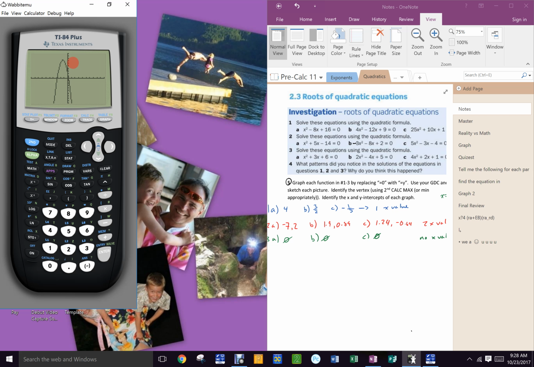Now, how am I going to find that vertex? Second calc. Is it a maximum or minimum now? Maximum. So I'm pushing 4. Does anything else change? Of course not. Left boundary, right boundary, guess. Left boundary. Enter. Right boundary. Enter. Guess. And what is it? 1.3, 7.3. Negative 1 1/3, positive 7 1/3. That's where the dot will be. Can everybody graph?